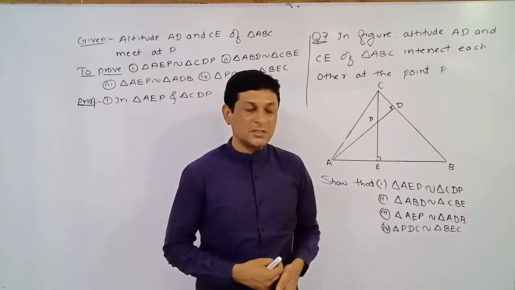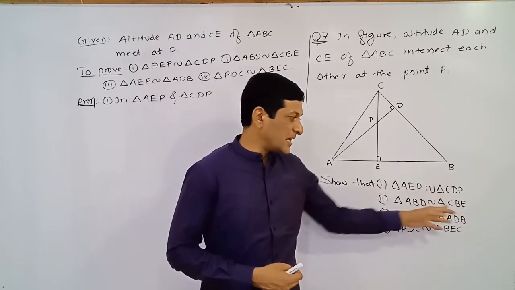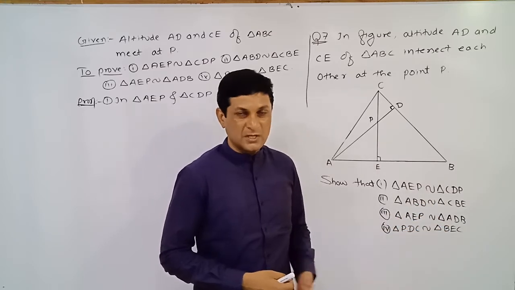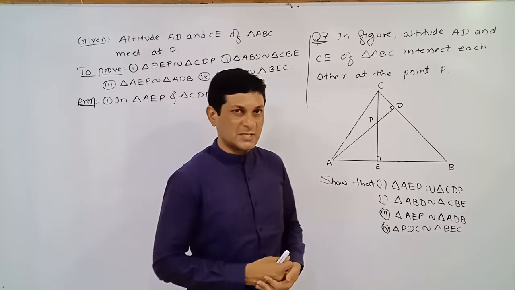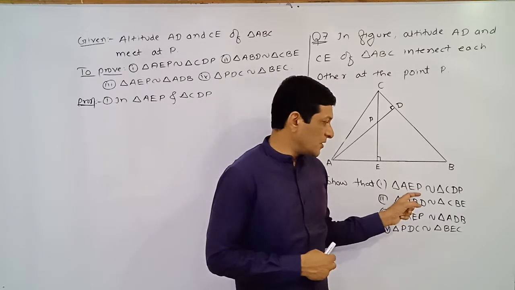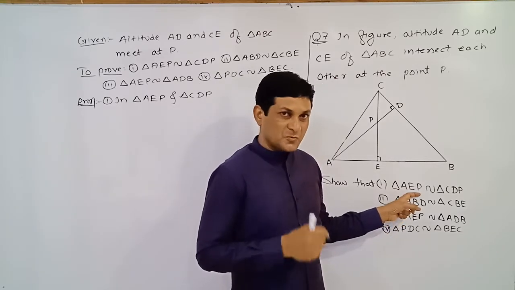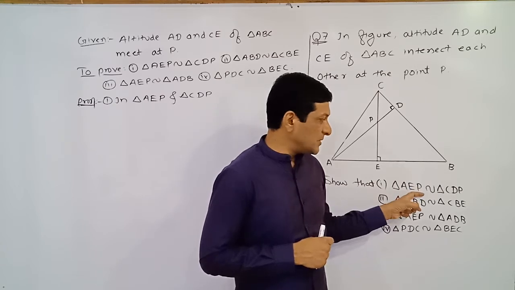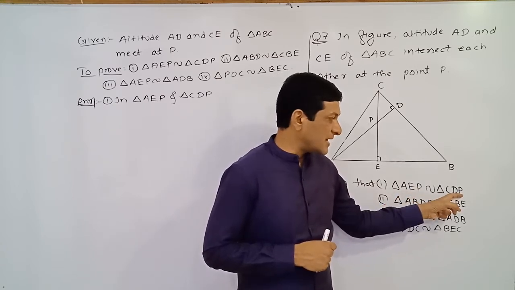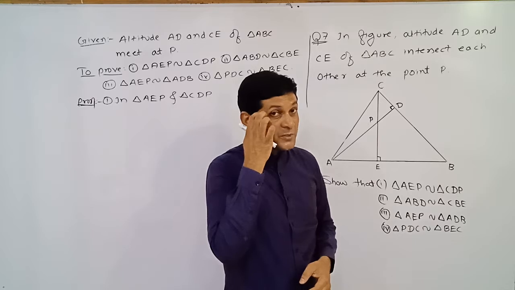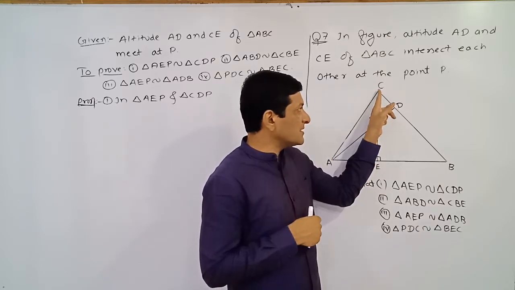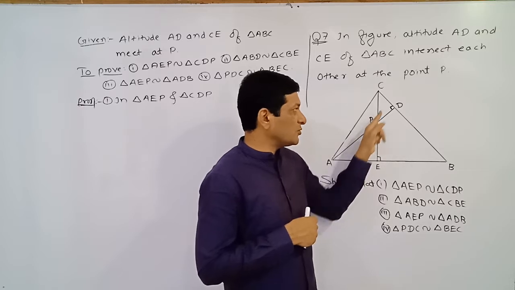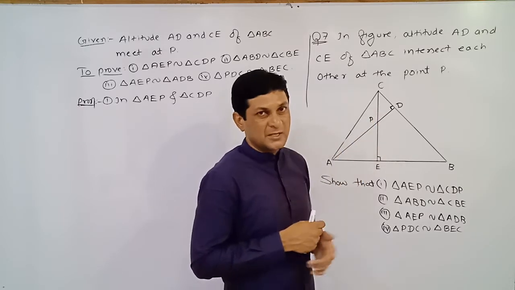Using this condition, we have to show that these pairs of triangles are similar to each other. There are total 4 examples, so let us begin with the first example. In the first example, we have to consider two triangles. The first triangle is triangle AEP and the second triangle is triangle CDP. We have to show that these two triangles are similar to each other.